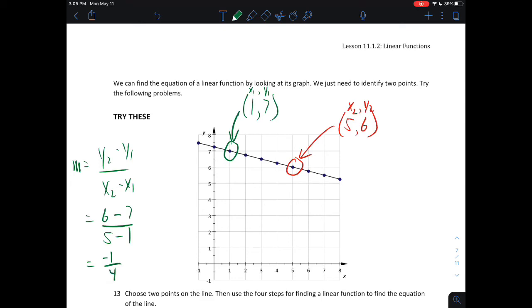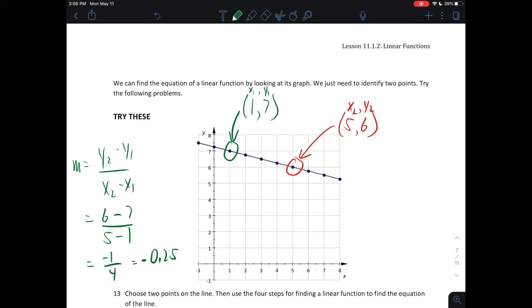So my slope is negative 1/4. If you don't like fractions, we've been using a lot of decimals in this class. Just take negative 1 and divide by 4, and you're going to get negative 0.25. That's perfectly fine to use as your slope.